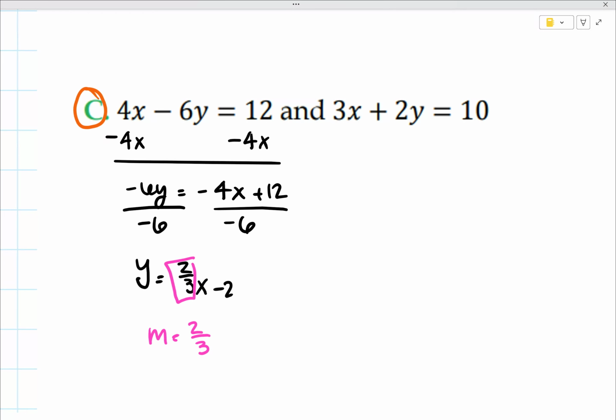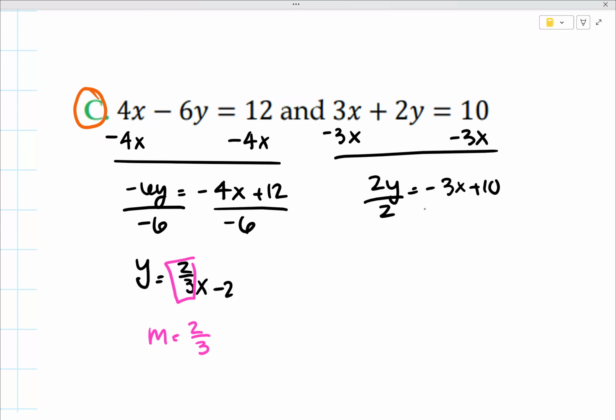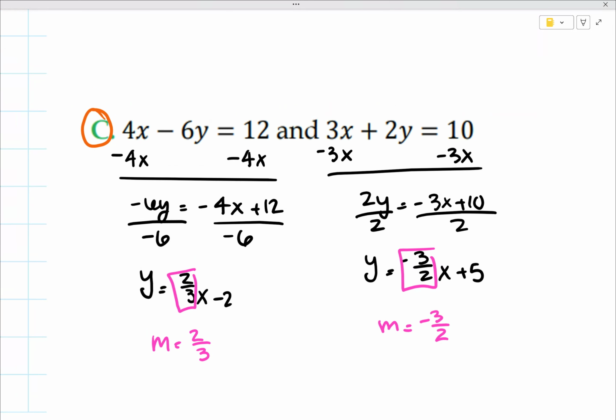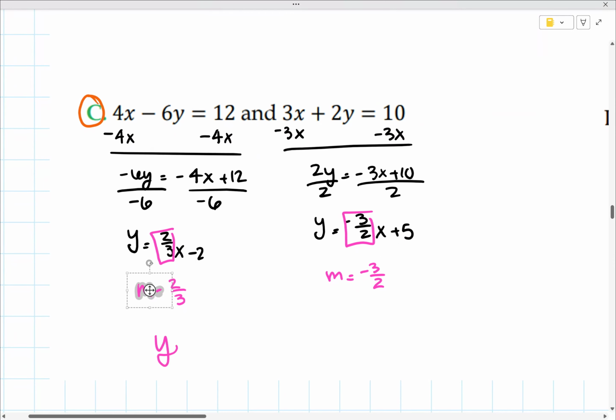And then we still have to actually solve for the other equation as well because it's also in the wrong format. I'm going to subtract our 3x. We get 2y equals -3x plus 10, and then we'll divide everything by 2. y equals -3/2 x plus 5. So the slope here is -3/2. All right. Yes, they are perpendicular.